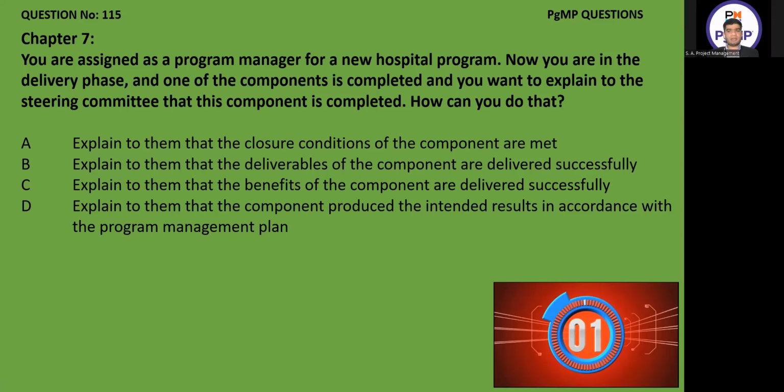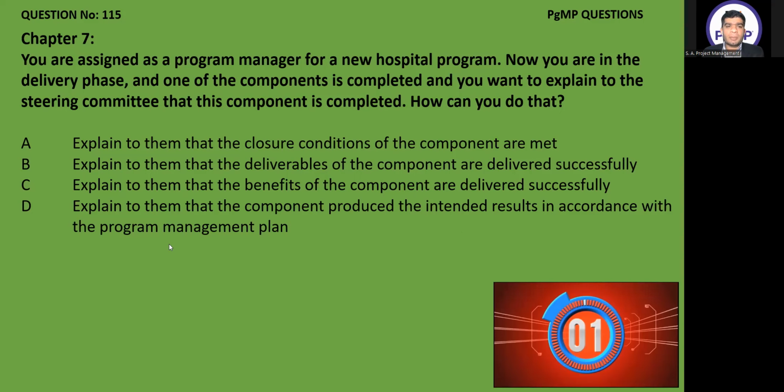So why did you select D here? I selected D because, being the program manager, if I am explaining to the steering committee that a component is completed and its results are as per our plan, I have to explain it according to the program management plan. No, wait. If the sentence you use were that the component produced the intended results in accordance with the business case or program charter, it would make sense.